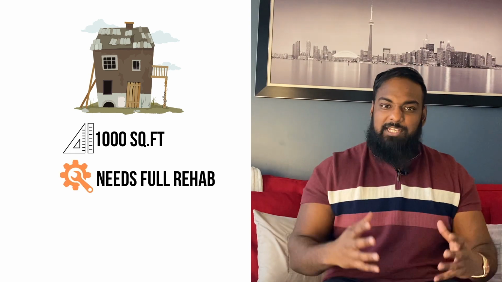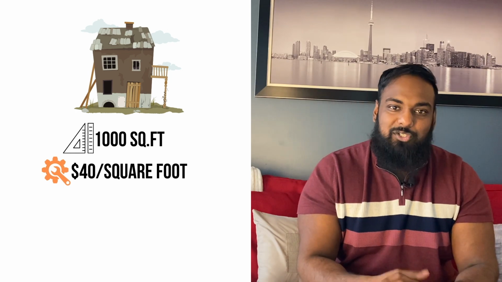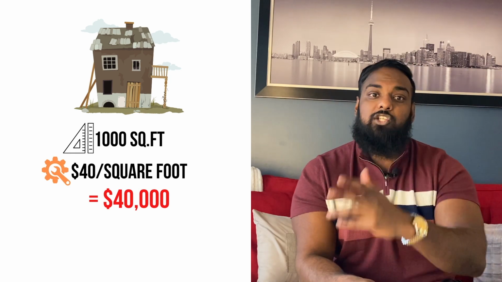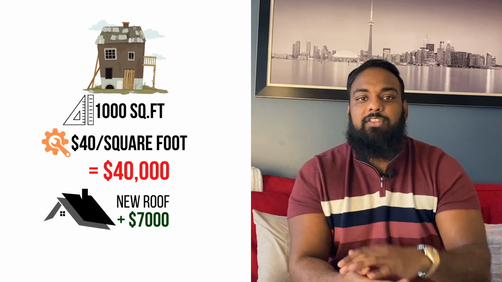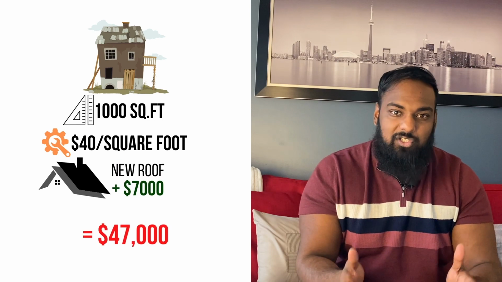Now, for example, let's say I have a property that's 1,000 square feet and I know it needs a full interior rehab. I'm going to do 1,000 square feet times $40 per square foot. That's going to be $40,000. Plus, I know it needs a new roof, so I'm going to add $7,000 to that cost, and now my budget is going to be $47,000. So this is how I estimate renovation costs on properties here in the GTA.